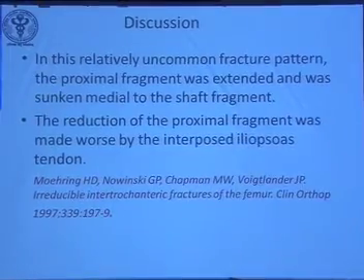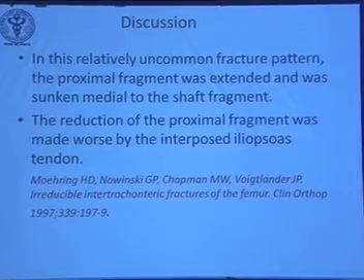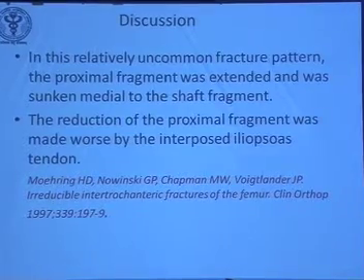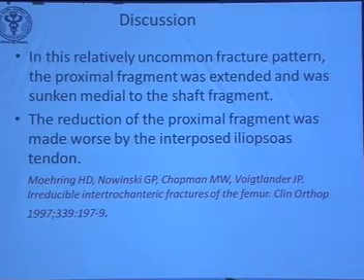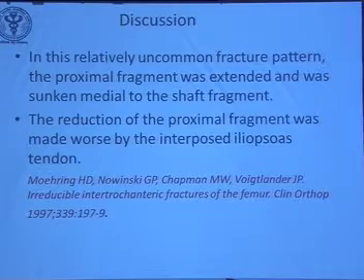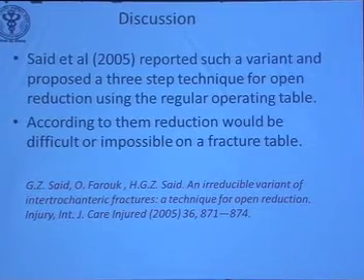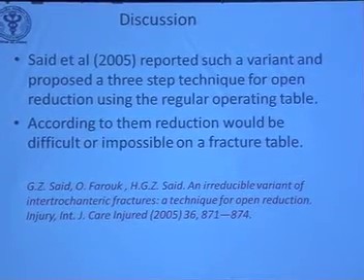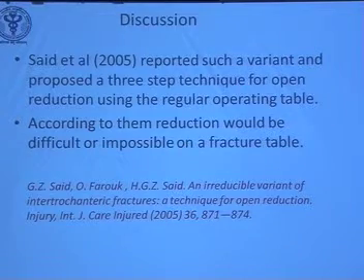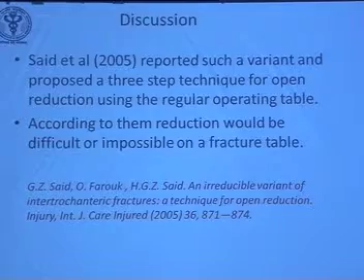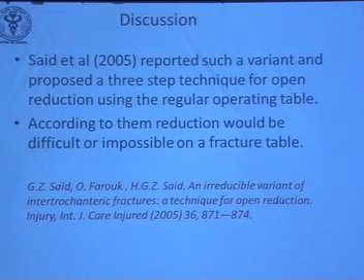In this relatively uncommon fracture pattern, the proximal fragment was extended and was sunken medial to the shaft fragment. The reduction of the proximal fragment was made worse by the interposed iliopsoas tendon. Said et al. in 2005 reported such a variant and proposed a three-step technique. They did not use the fracture table. They flexed the hip into a figure of 4 position to relax the iliopsoas and then tried to lever out the proximal fragment. According to them, reduction would be difficult or impossible on a fracture table.